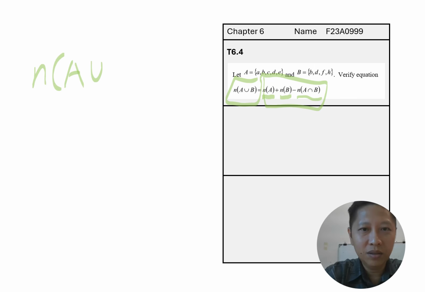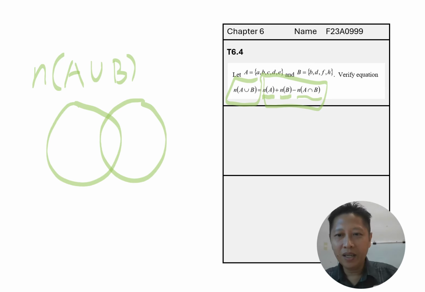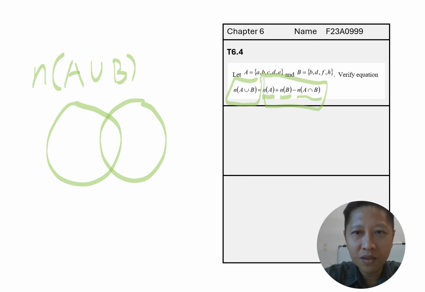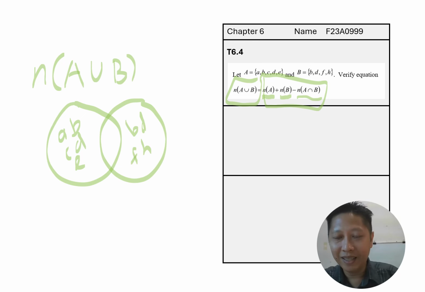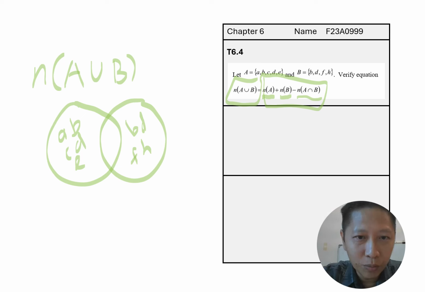For the case of the union A, B, it means what would be the numbers if we create a Venn diagram to represent A or B. So A, we have A, B, C, D, E inside the box, and then B, we have B, D, F, and H. The center, the intersection area, will contain the same elements between box A and B. There will be B and D. So we need to erase B and D here.